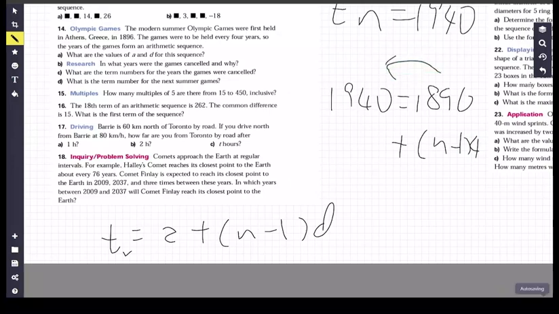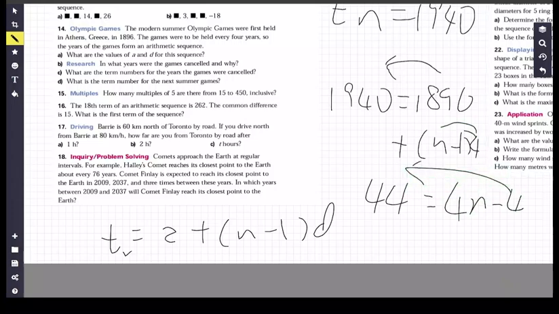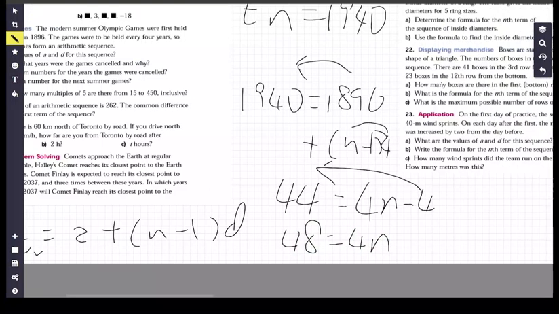So 1940 minus 1896 is going to give you 44, and it's equal to, let's expand this, 4n minus 4. So let's move this here. That's 48 equals 4n. And obviously 48 divided by 4 is going to give you 12.